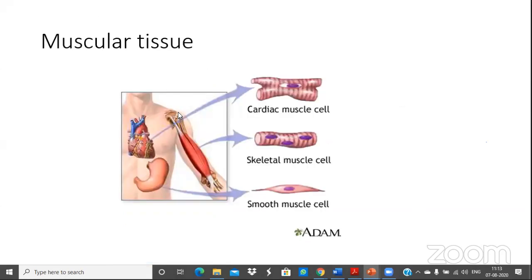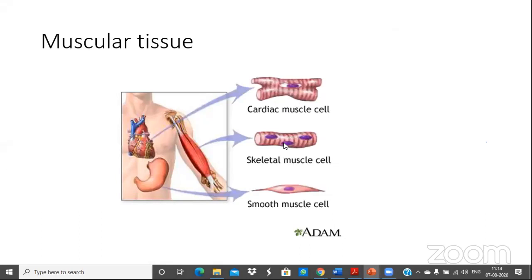Muscular tissue. This muscular tissue is involved in movement and locomotion. If anything needs to move, or we need to move from one place to another, this particular tissue should work. These tissues are classified into three important categories.